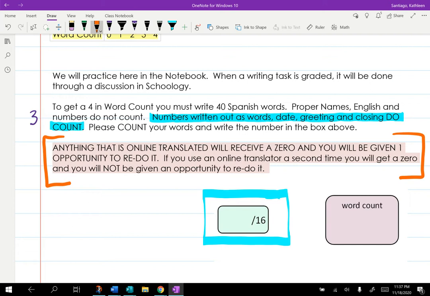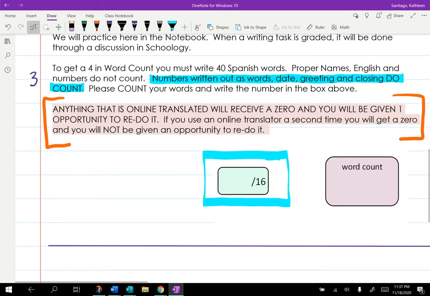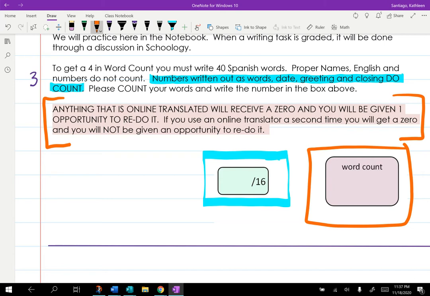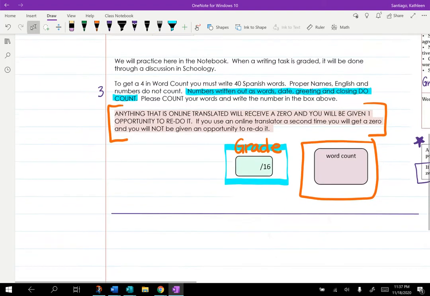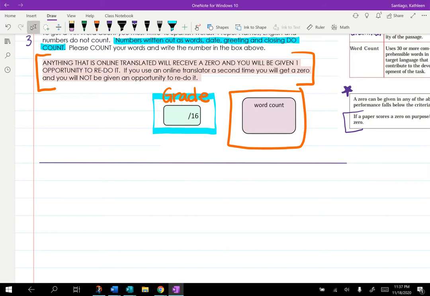Now let's get to it. Oh, I'm sorry. Your word count actually goes here. This is where your grade goes. So I'm just going to write above that grade. So that's your grade out of 16. This is your word count. Below the purple line, you can see for once I actually gave you lined paper.